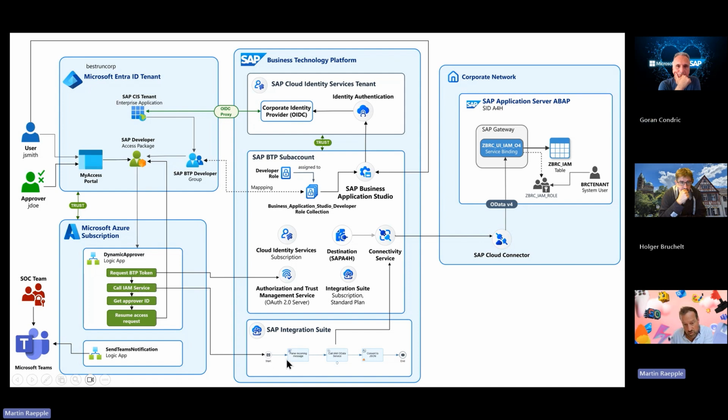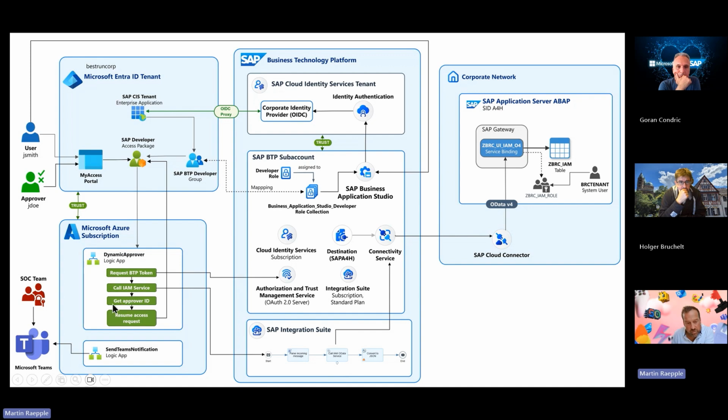It is now authorized to call the iFlow that uses the connectivity service and a destination to call the Cloud Connector. And then what it returns here is an email address of a user known in Entra ID. However, the interface between that logic app and Entra ID governance requires that we do not return an email address, but the object ID of the user in the Entra ID tenant.